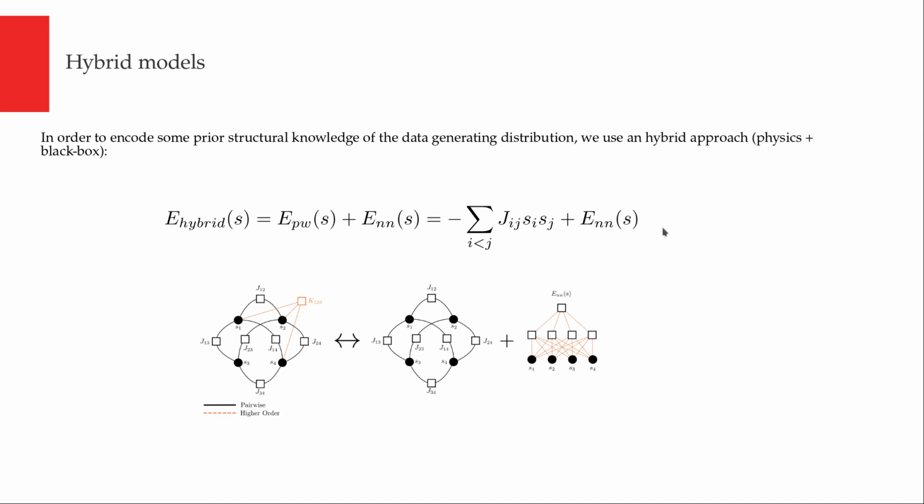And then we add an energy based on a neural network, where we can actually use any architecture that we like as long as it outputs a real number. And the idea then is that if my underlying distribution is really of that type, where I have a pairwise distribution plus some higher order terms, then we could hope that this part here models the pairwise distribution and the neural network picks up these higher order terms.